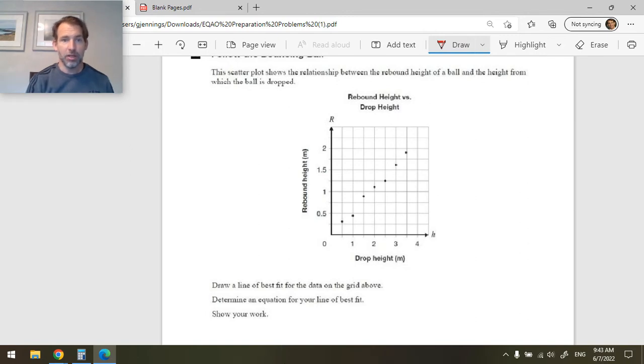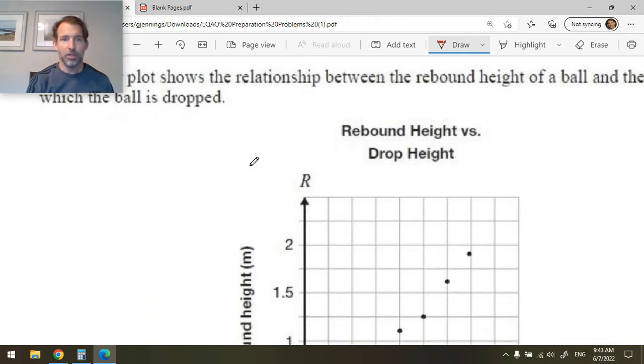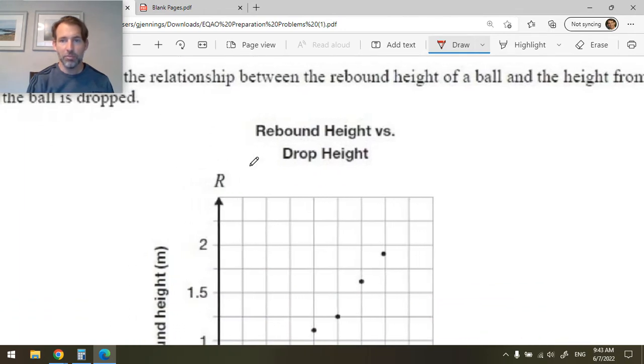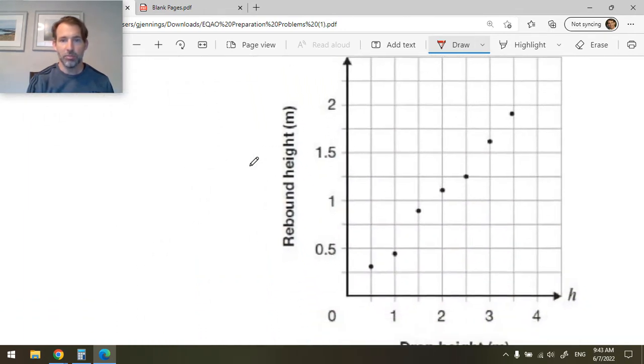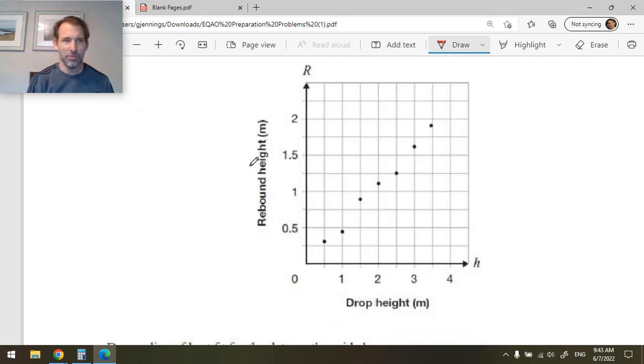Okay, the bouncing ball. Let's do another question here. The scatter plot shows a relationship between the rebound height of the ball and the height from which the ball is dropped. I'm making a face because I don't believe this would really be linear. But who cares what I think?